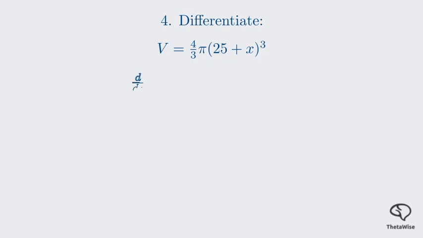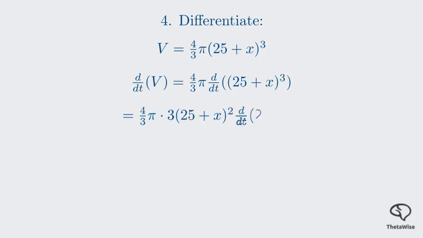The derivative of V with respect to t is dV/dt. The derivative of the right-hand side is 4/3 pi times the derivative of 25 plus x cubed with respect to t. First, we differentiate the outer function. This means bringing the power 3 down and subtracting 1 from the exponent. So we get 4/3 pi times 3 times 25 plus x squared. But we're not done. We must multiply this by the derivative of the inner function, d/dt of 25 plus x with respect to time. The derivative of 25 is 0. The derivative of x with respect to t is dx/dt, so we multiply by dx/dt.